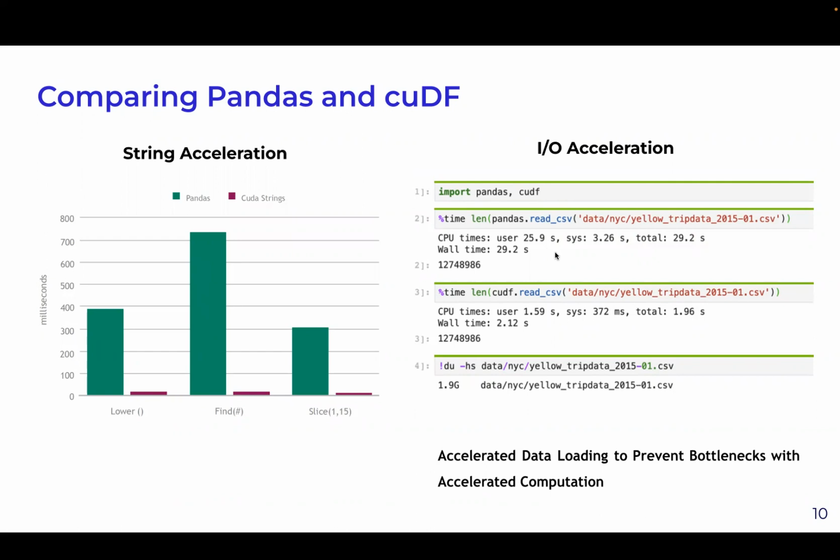And for IO acceleration, the input output, you can see when you read the data, which is about 2 GB, loading it with Pandas on CPU takes 30 seconds, whereas using cuDF, it is just taking 2 seconds.